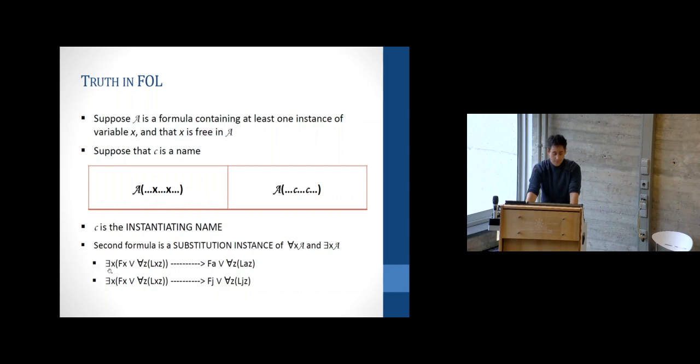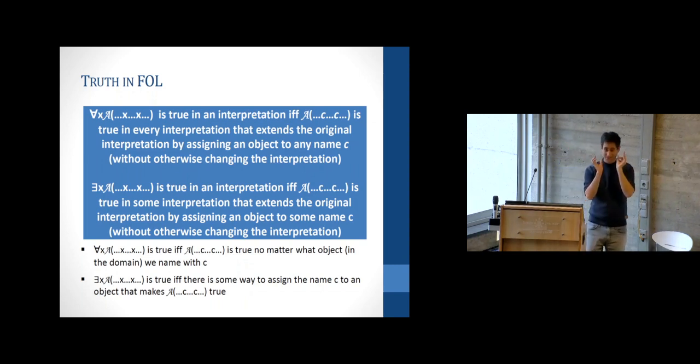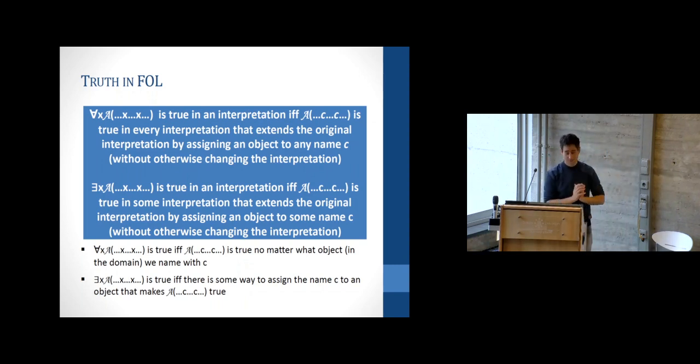So if there exists an x which is either fx or for all z, lxz, I can instantiate the existential x by replacing it with the name A, and I get this sentence. Likewise here, I'm replacing the x with a j. Okay, so this is the idea of instantiating name. And with this idea, we can give the definition of truth of a quantifier sentence in an interpretation.